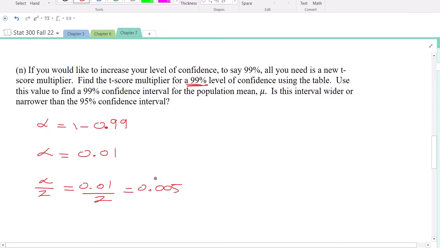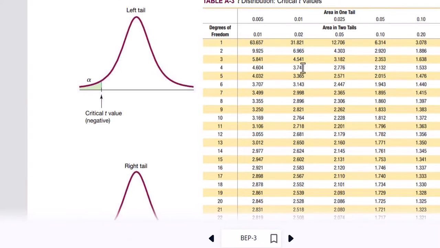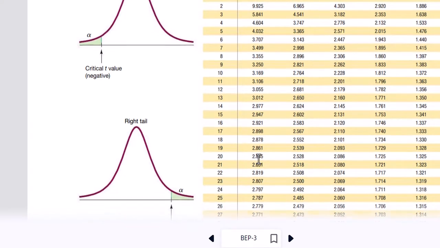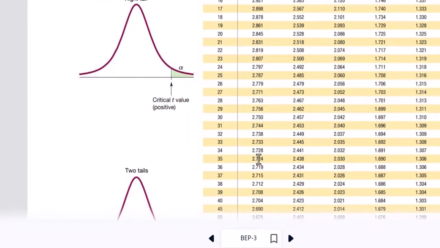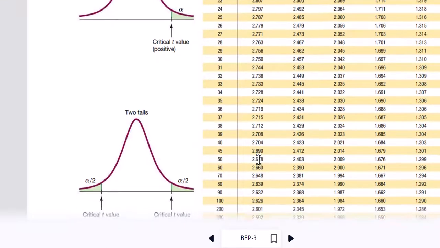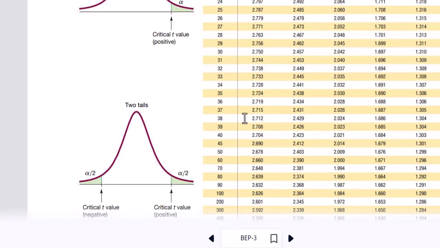So when we go to our table, over here we're going to go to one tail 0.005. So that's the first one. Or you can go to two tails and do 0.01, which notice is still the first one. So we're still looking at the same value. And our sample size is 39, so degrees of freedom are n minus 1, so 39 minus 1 is 38, so it will be 2.712 will be our new critical value, so 2.712.